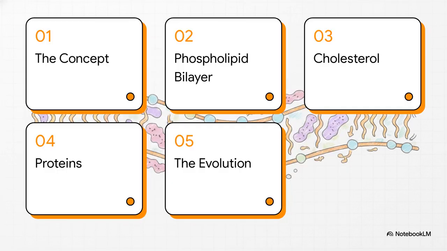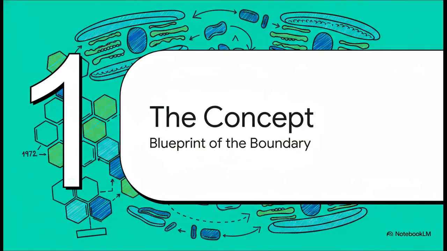Okay, so let's dive into this by assembling the cell membrane piece by piece. We'll start with the concept, then move to the phospholipid bilayer, cholesterol, proteins, and finally how this entire model has evolved. Part 1. The concept. The blueprint of the cell boundary.